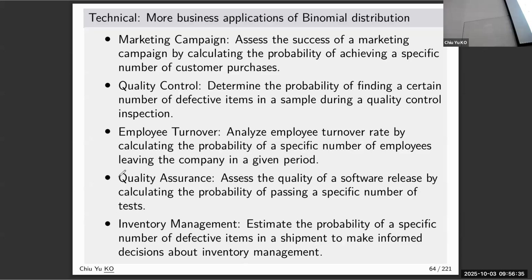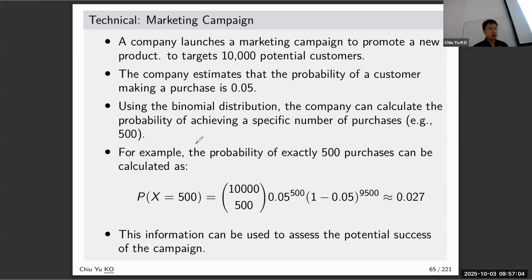I'm not going to go over every single detail, but I just highlight some, right? For example, you want to calculate how likely that in your shipment, how many products are defective, right? Because you do the warranty, then you need to ship how many products there. Or there are many things about quality control, turnover, and also, say, the marketing campaign, right?